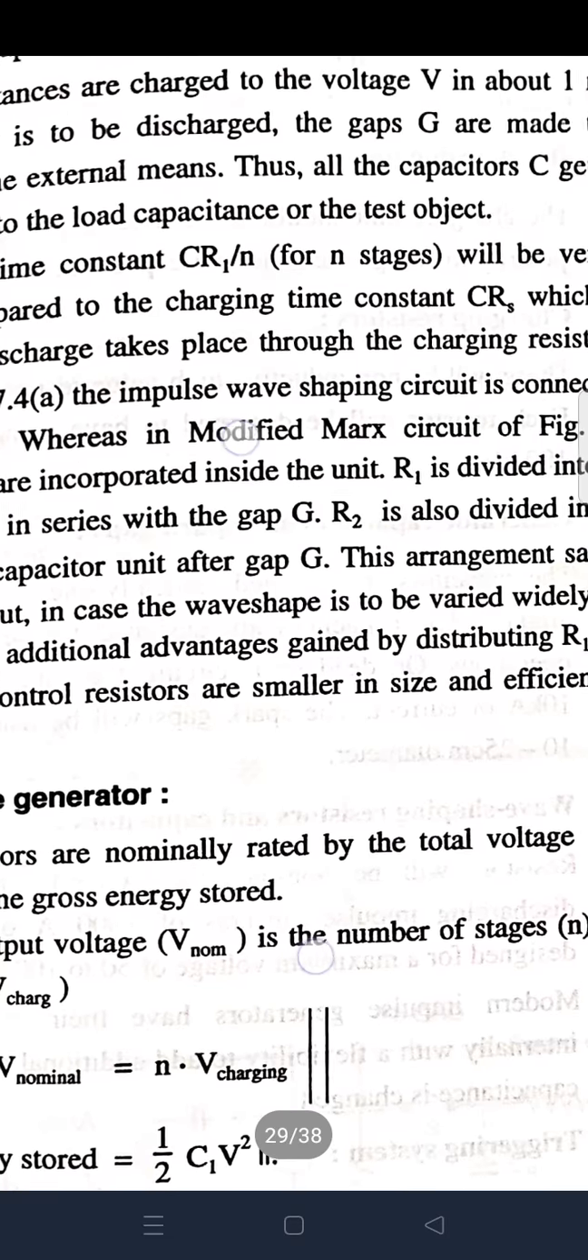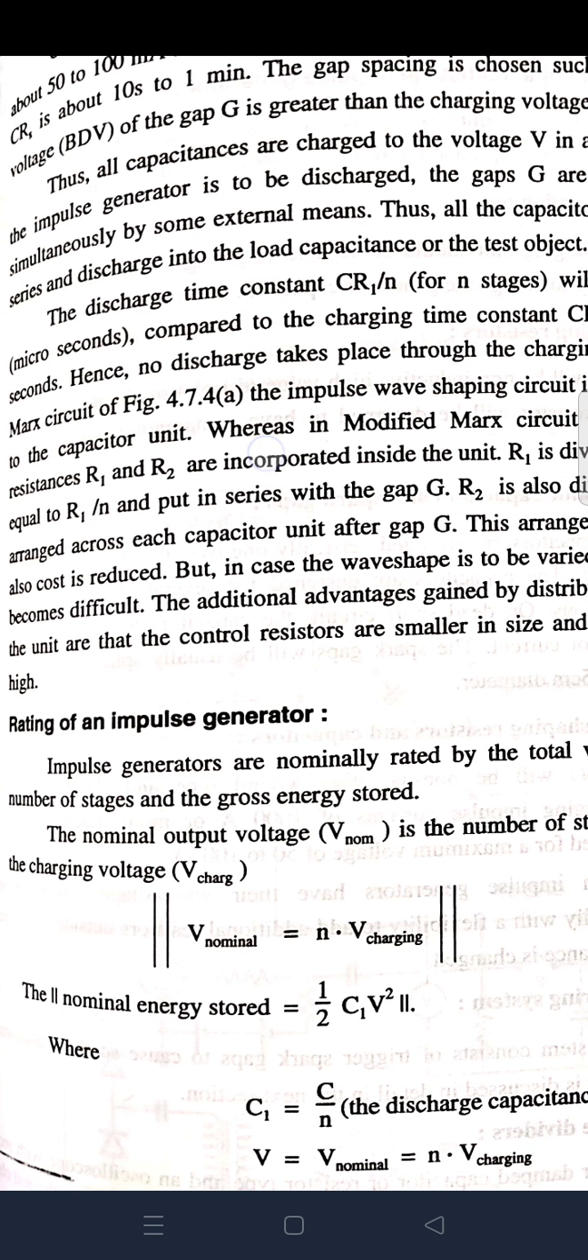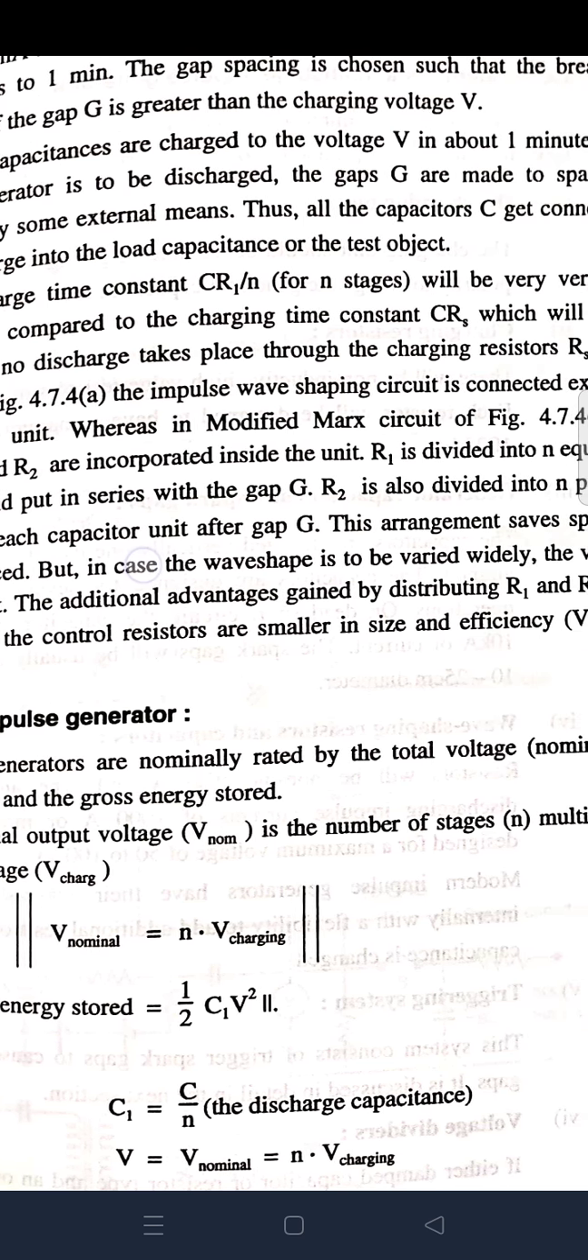So now let's see the rating of the impulse generator. Impulse generators are nominally rated by the total voltage, the number of stages and the gross energy stored. The nominal voltage is the number of stages n multiplied by the charging voltage. The energy stored at nominal voltage is 1/2 C V squared. Here C is C1 divided by n, the discharge capacitance, and V is V nominal.